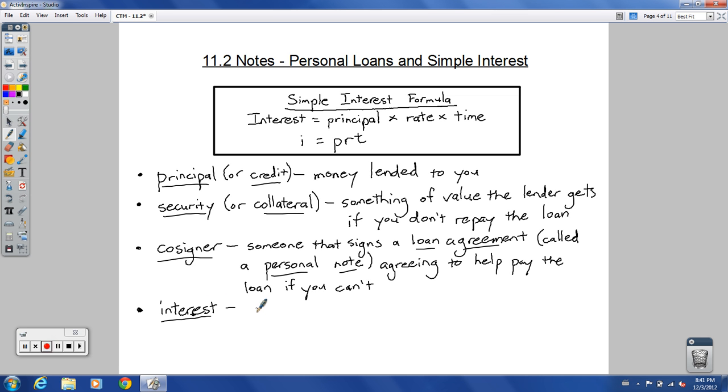And interest, what is interest? Money you pay in exchange, you could say in return, for the use of the lender's money. So you got to pay that lender's money back in full, and then that with interest. So they're not just going to give you that money for nothing. They expect a little something back in return for that.